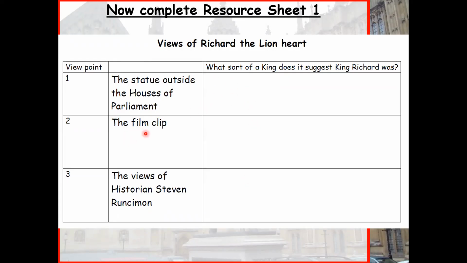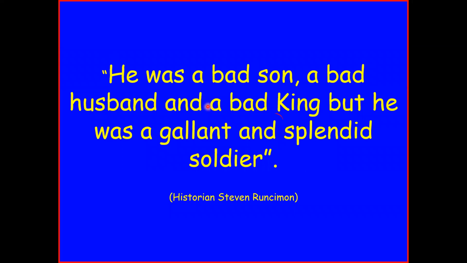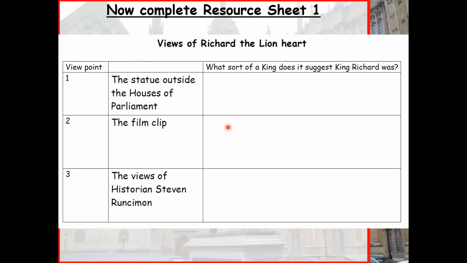Okay, then the film clip from Robin Hood, Prince of Thieves, and then finally this view here. So you've got 3 different points of view, 3 different sources portraying Richard slightly differently. What sort of a king does each one of these sources suggest Richard was? Pause the video here and complete this work.